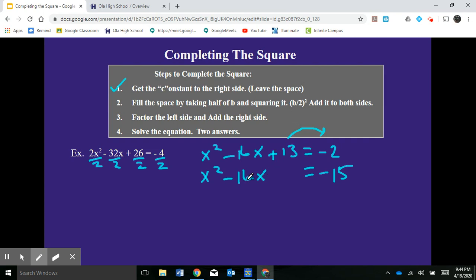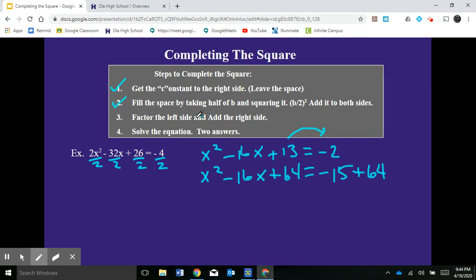So half of negative 16 is negative 8, and squaring it. Negative 8 squared is positive. This will always be positive, 64 to both sides. So step 2, half of b, square it, add to both sides, done.